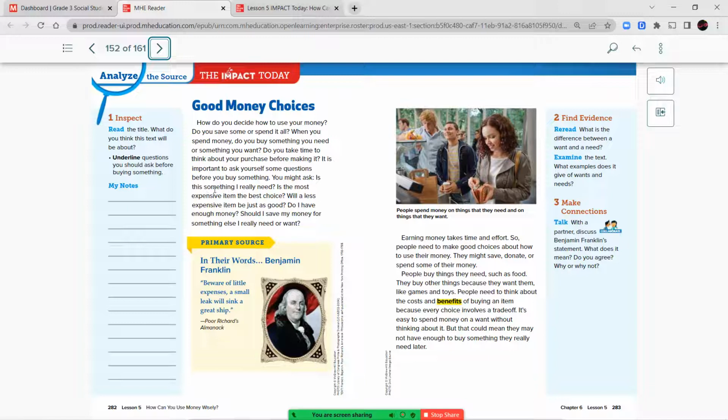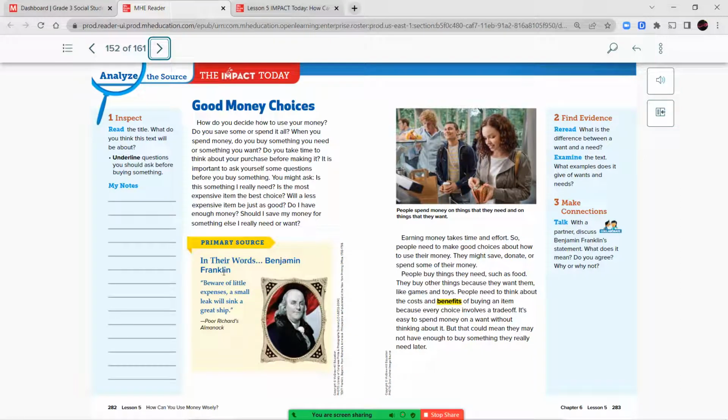You might ask, is this something I really need? Is this the most expensive item? Is the most expensive item the best choice? Will a less expensive item be just as good? Do I have enough money? Should I save my money for something else I really want or need?